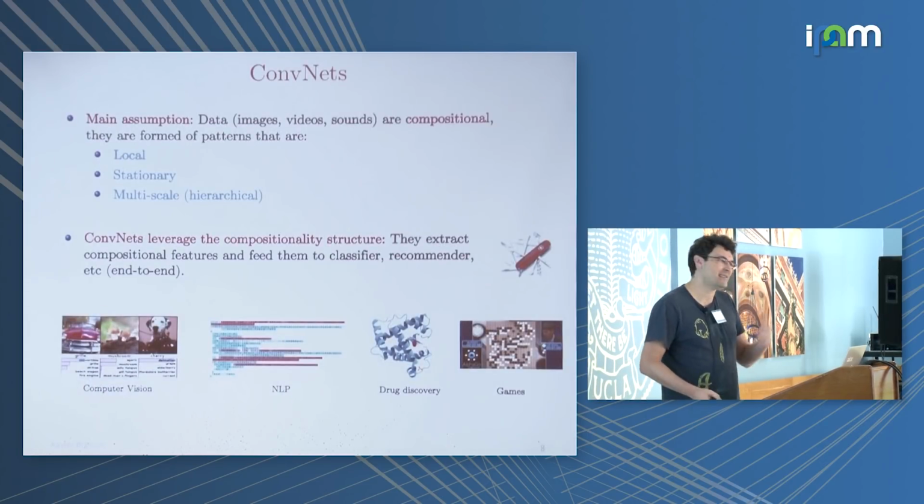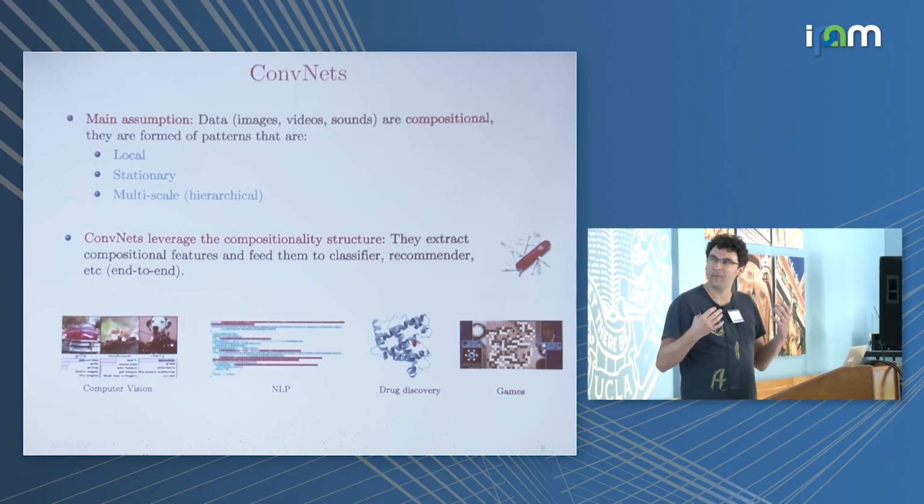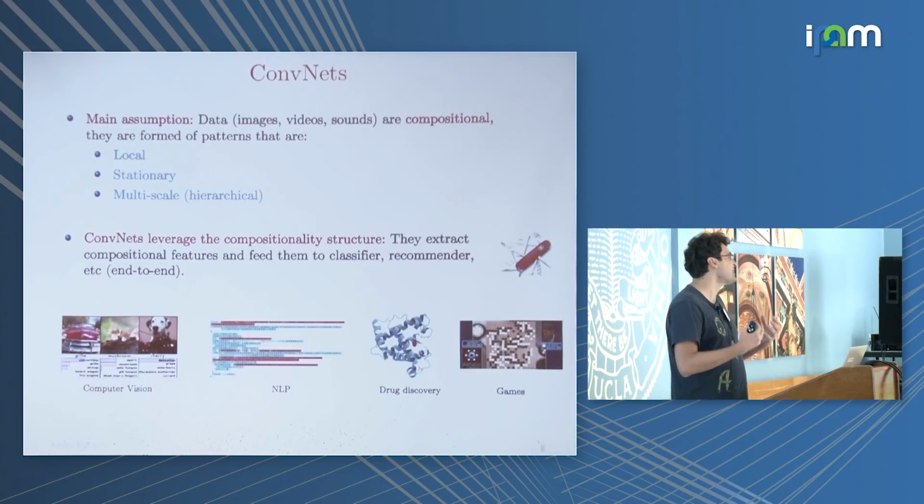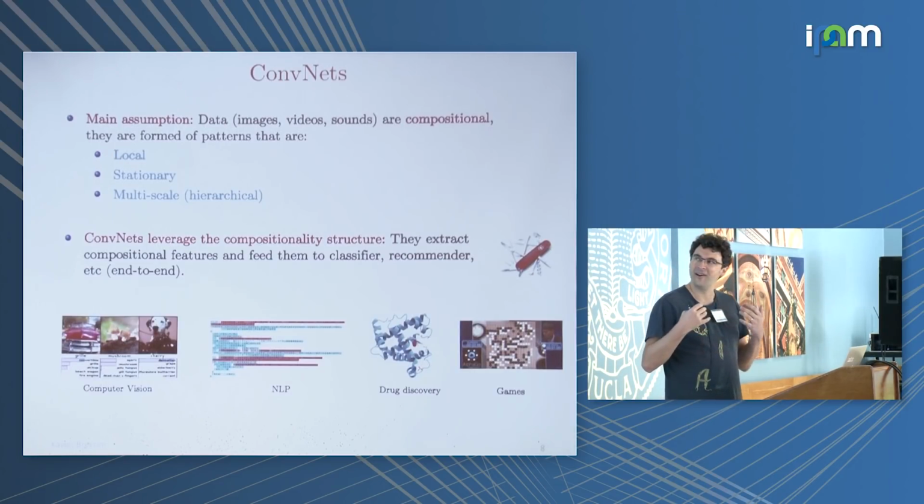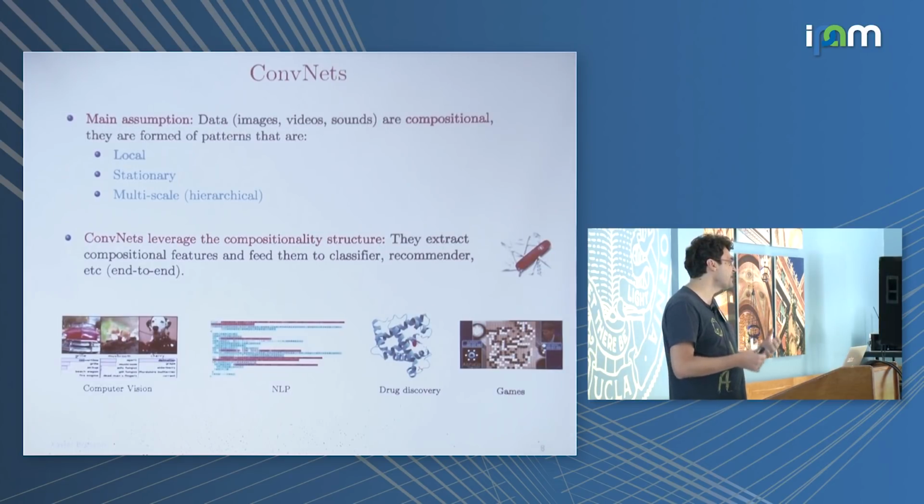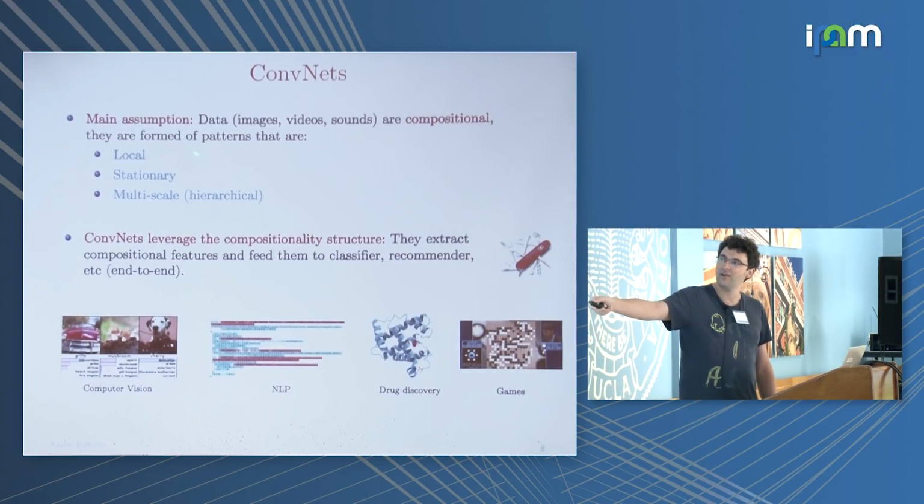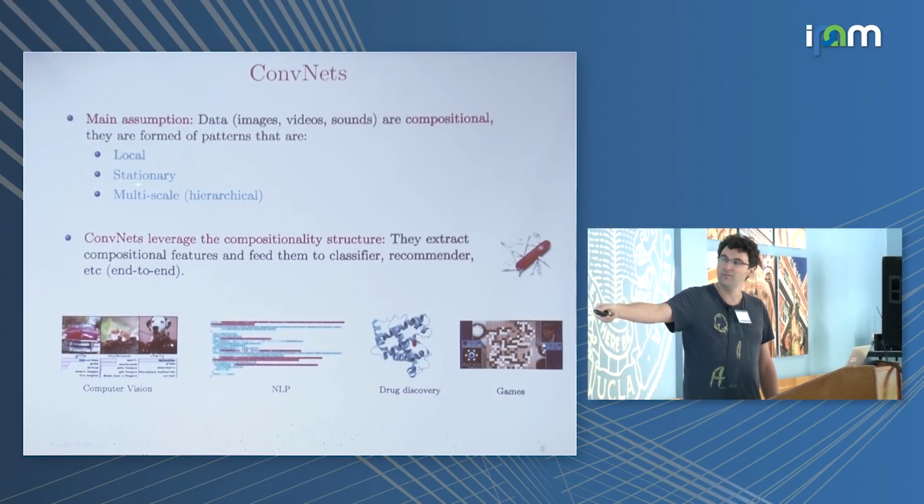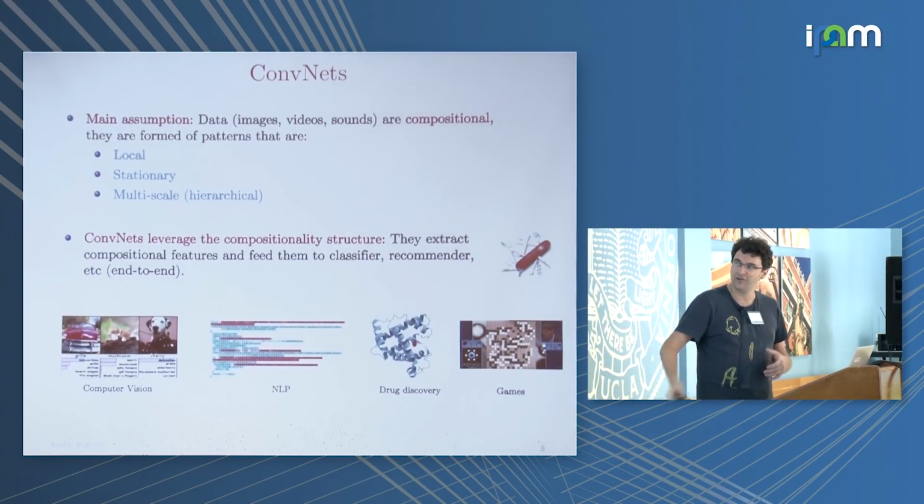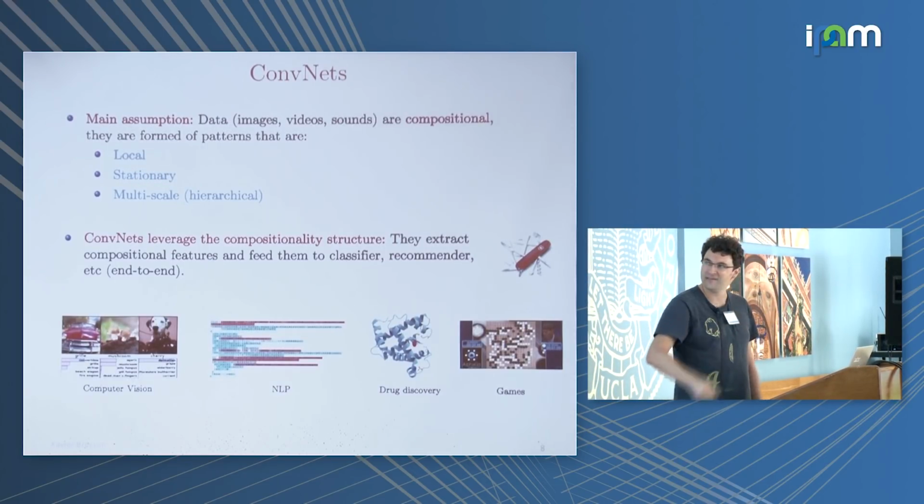Okay, but there is something here. As Jan said, there is a very strong assumption about the data that we are using. Images, video, sounds seem to share a universal property which is compositionality. Compositionality means that they are formed of patterns that are local, stationary, and multiscale. I will come back to that again to make the transition to graphs.